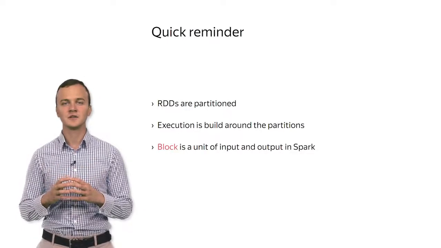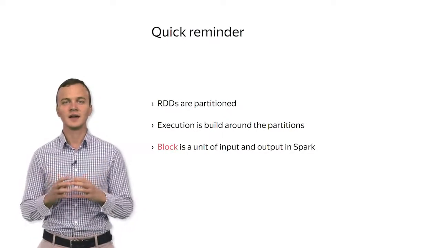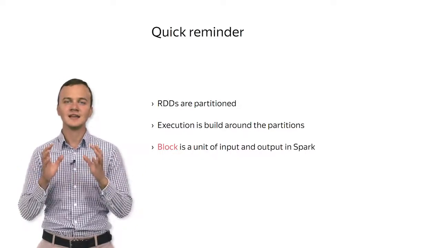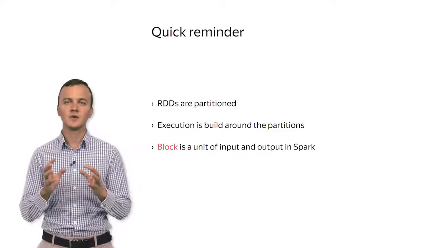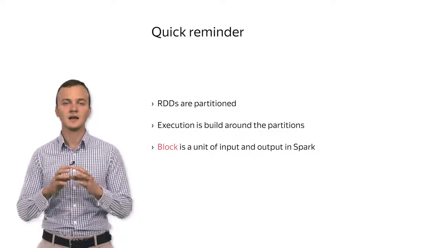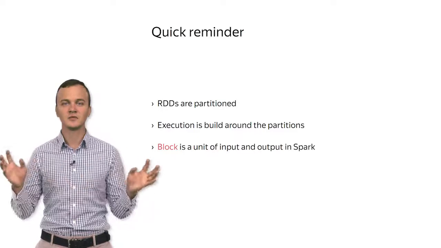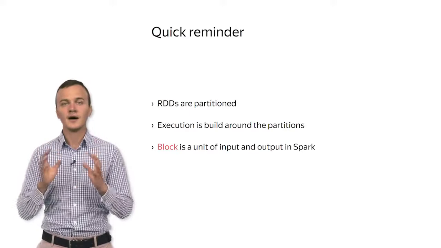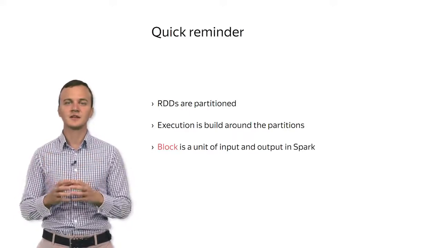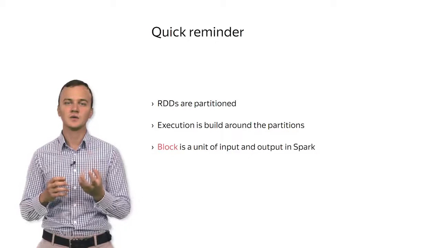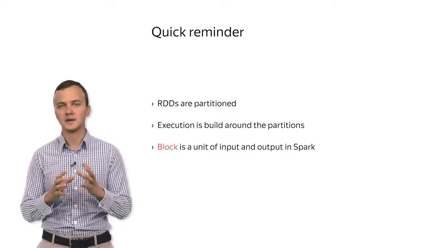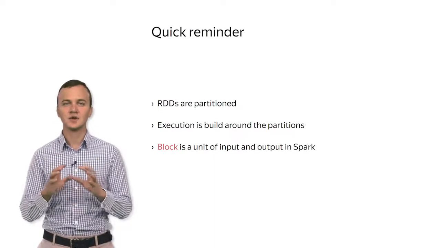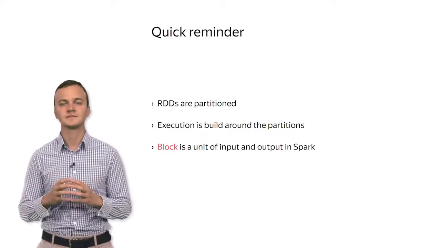Recall from previous videos that RDDs are partitioned and the whole execution layer builds around the partitions. Each task processes a small number of partitions at a time, and the shuffle globally redistributes data items between the partitions when required. Obviously, Spark transfers data over the network, and the I/O unit here is not a partition but a block, that is, a fixed size chunk of data. Usually, blocks are a few megabytes in size.